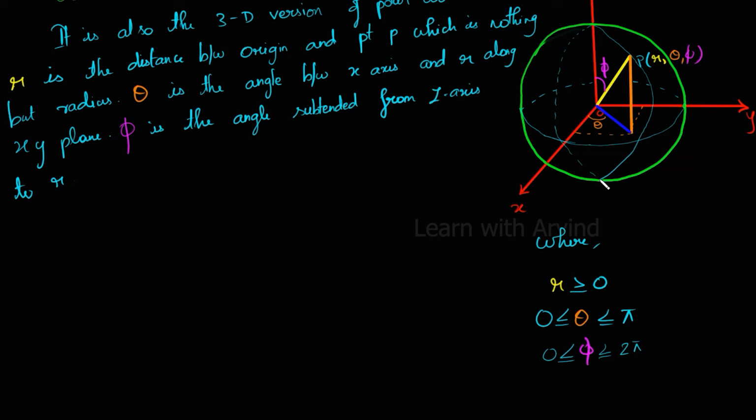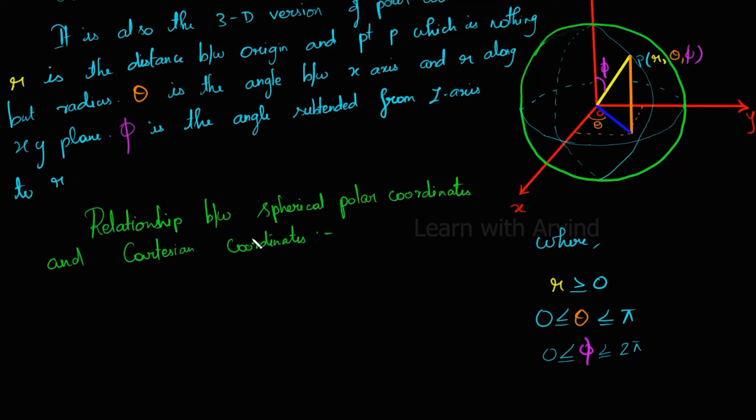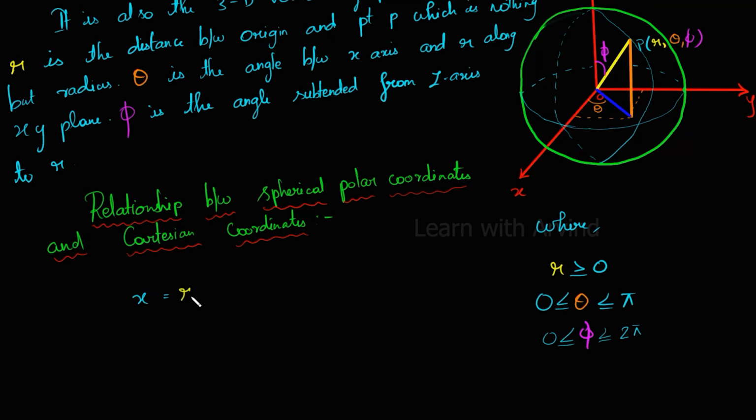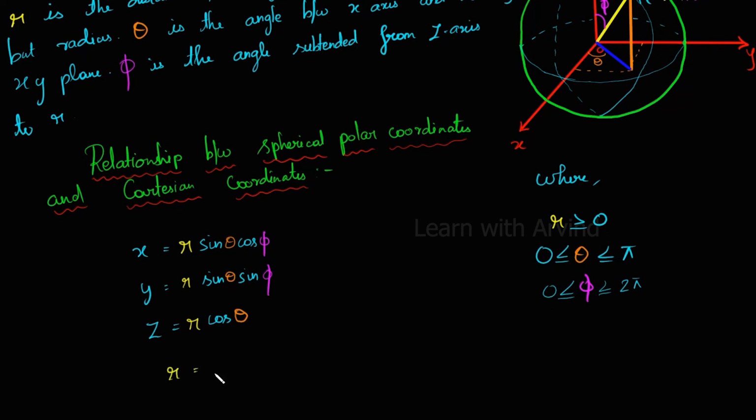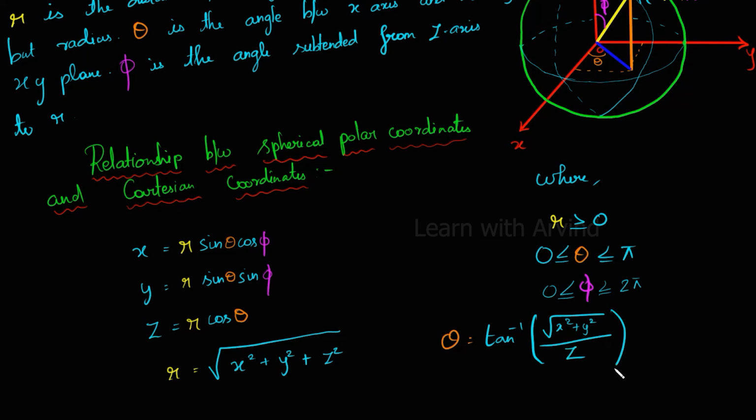Okay, this coordinate can also be related with Cartesian coordinates. The relationship between spherical polar coordinate and Cartesian coordinate system is given by x is equal to r sin theta cos phi, y is equal to r sin theta sin phi. This r is the distance between O and P, and theta is the angle between projection and reference axis, and phi is the angle between Z and OP. R is given by root of x square plus y square plus z square. Theta is equal to tan inverse of root x square plus y square divided by z, and phi is given by tan inverse of y by x.